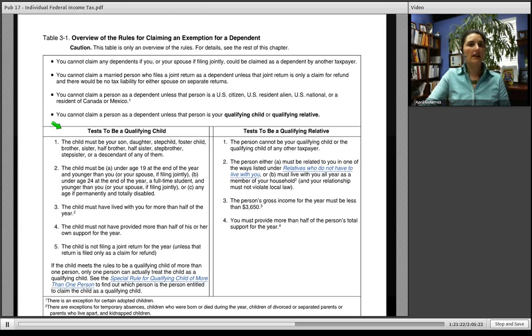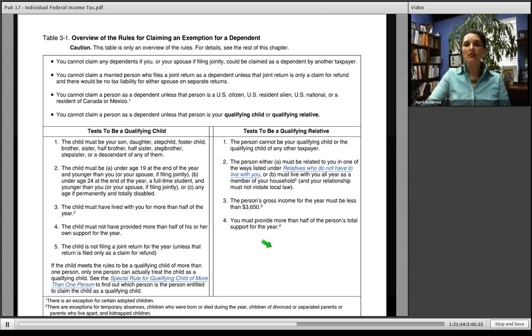So here we have the table, test to be a qualifying child. And in order to be a qualifying child, you must first meet all of these requirements here, and then you go down and you have to meet 5 more requirements here, and then down at the bottom it has exceptions. There are exceptions. And then on this side of the table it says test to be a qualifying relative. You have to meet all of these tests up here just as you did for qualifying child, and in addition you have to meet these other 4 tests in here.